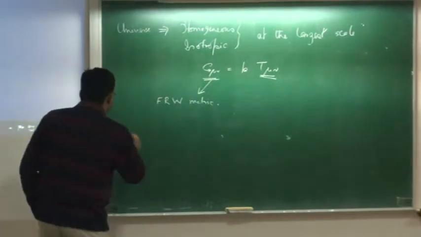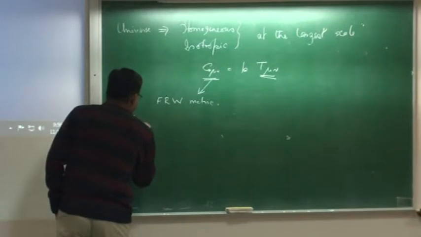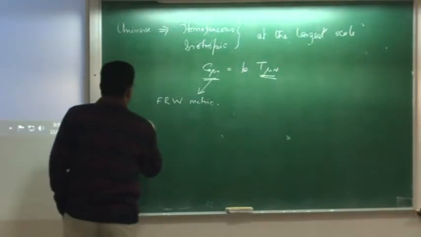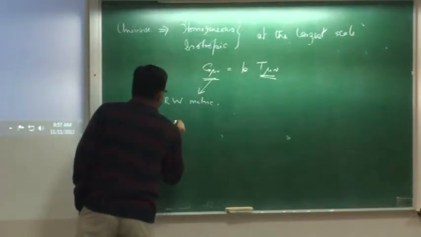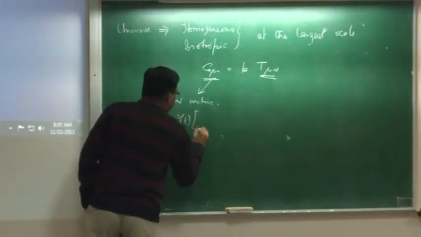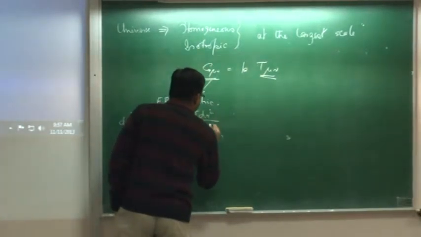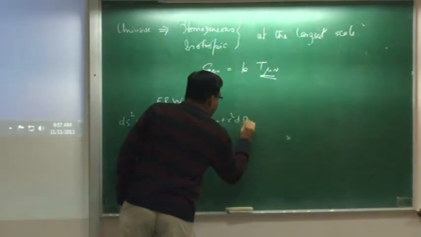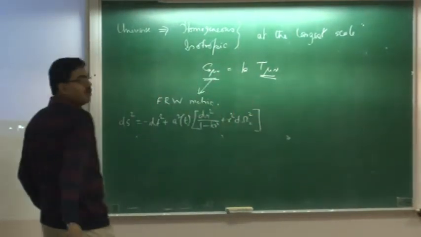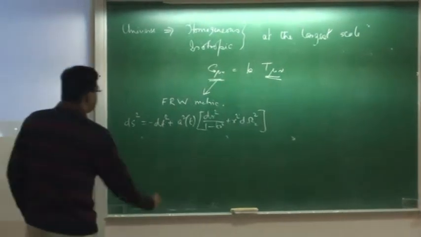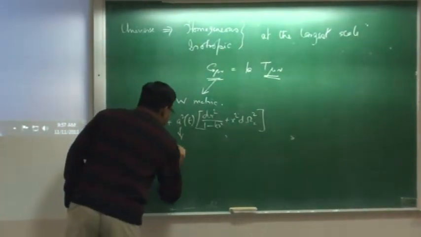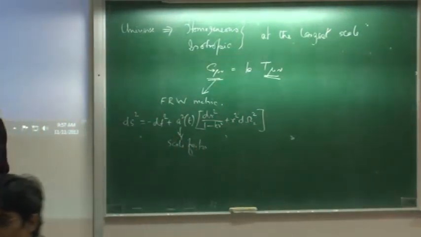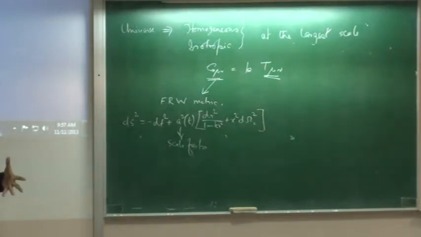Okay, so this is given by ds squared. Am I audible to everybody? Can you hear me? Okay, fine. So this is given by ds squared is minus dt squared plus a squared of t times dr squared by 1 minus k r squared plus r squared d omega squared. This a is called the scale factor, and it basically takes care of the expansion of the space.